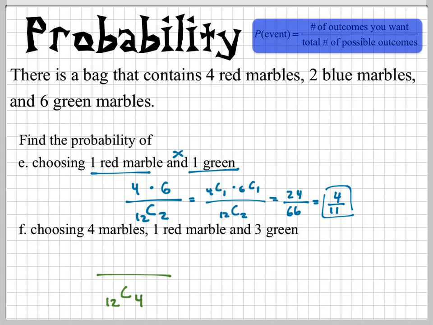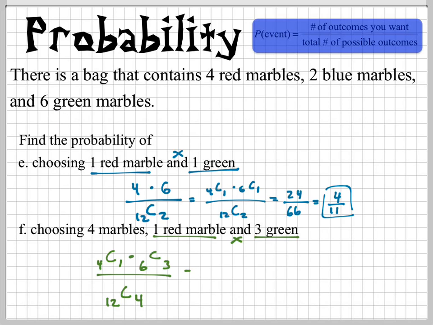This will give us a total number of outcomes for choosing 4 marbles. And on the top, we're going to have to do one combination for the red times one combination for the green. We're choosing 1 red, and there's 4 possible choices for the red, and we're going to multiply that times, we're choosing 3 green. How many total possible choices for the green? 6, right? Yeah, 6 right there.